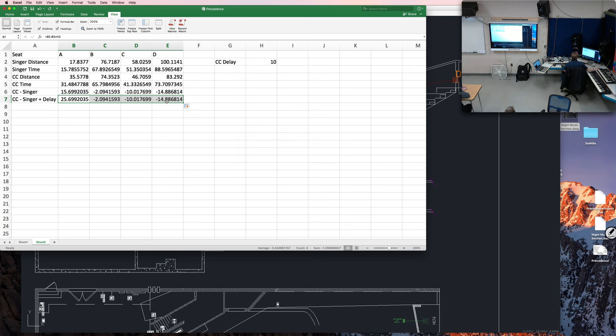Okay, it doesn't work. Why doesn't it work? Why are these still negative? Well, because look, it incremented that last cell as well. So it increments all of them. And this is supposed to be H2, but it's K2. So it's trying to do the delay off of this. You understand what happened?